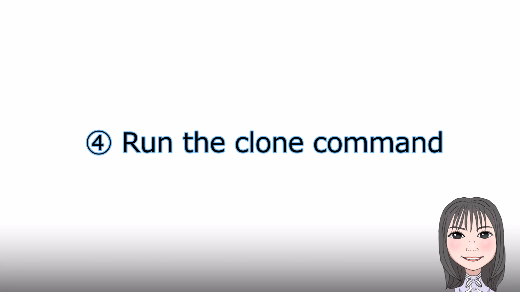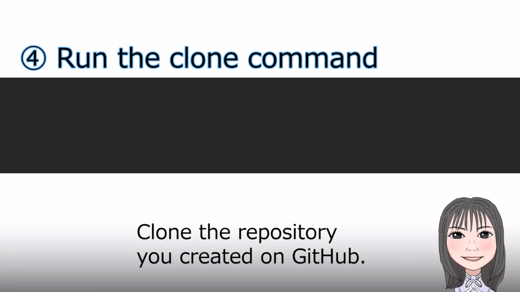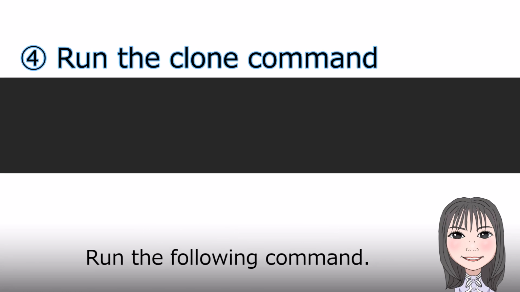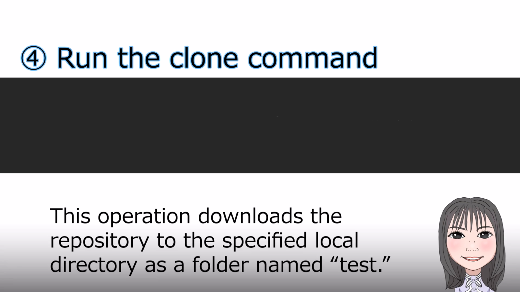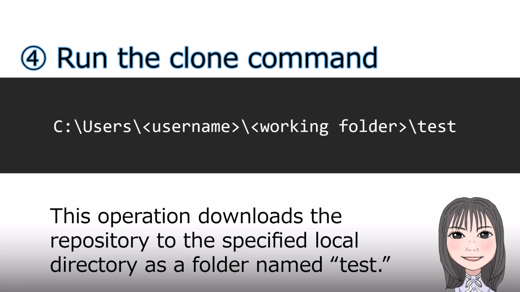Run the clone command. Clone the repository you created on GitHub. Run the following command. This operation downloads the repository to the specified local directory as a folder named test.